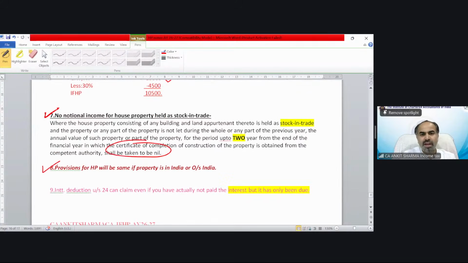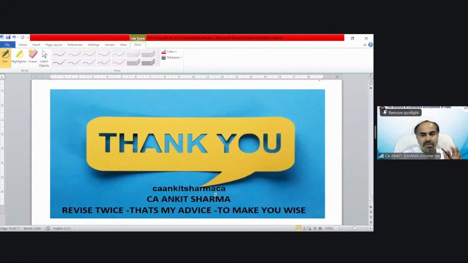Provision of house property will be the same if the property is in India or outside India. No difference. Interest under section 24 can be claimed even if you have actually not paid the interest, but it is due. This we have also discussed. So as I always say, revise twice. That's my advice to make you wise.